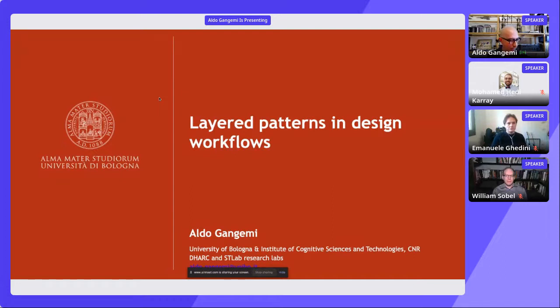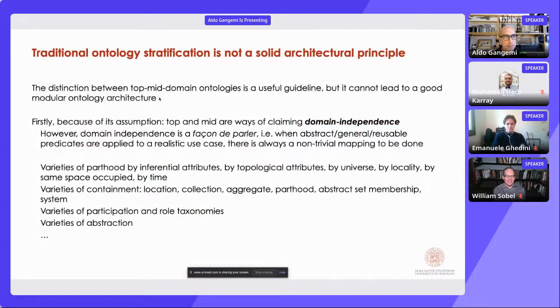I will try to give you my perspective on what happened with these ontology architectures along the last 20 years, but I will be very quick. Don't be afraid. This is my basic position: traditional ontology stratification is not a solid architectural principle. We need to have a more complex, more realistic approach when we discuss these modular principles.